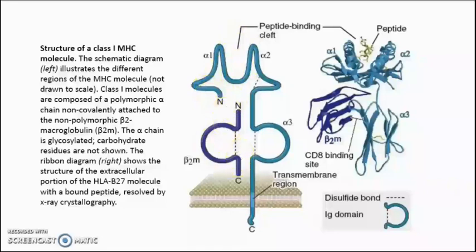Here, the alpha chain is glycosylated, carbohydrated. Residues are not shown. The ribbon diagram shows the structure of the extracellular portion of the HLA-B27 molecule with a bound peptide. Here is a bound peptide resolved by X-ray crystallography.